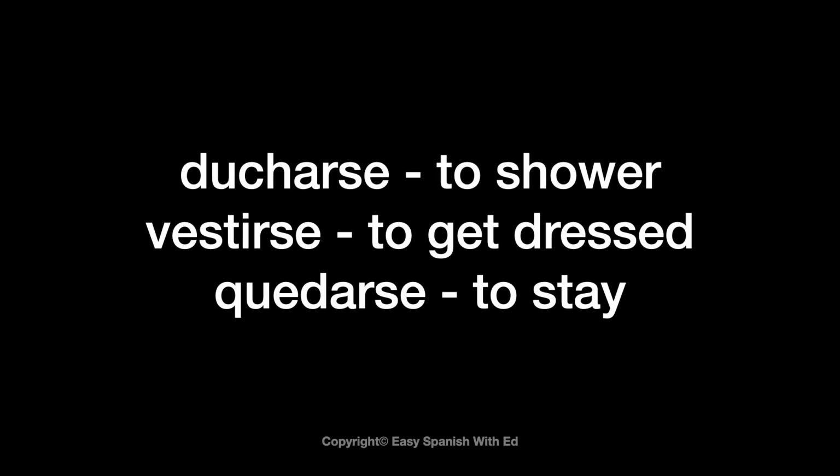Reflexive verbs are verbs that go together with reflexive pronouns, and these verbs are used to indicate that someone is performing an action on him or herself. Here are three examples of reflexive verbs: ducharse, to shower; vestirse, to get dressed; quedarse, to stay. And you can spot a reflexive verb because it always has se tacked onto the end in its base form.